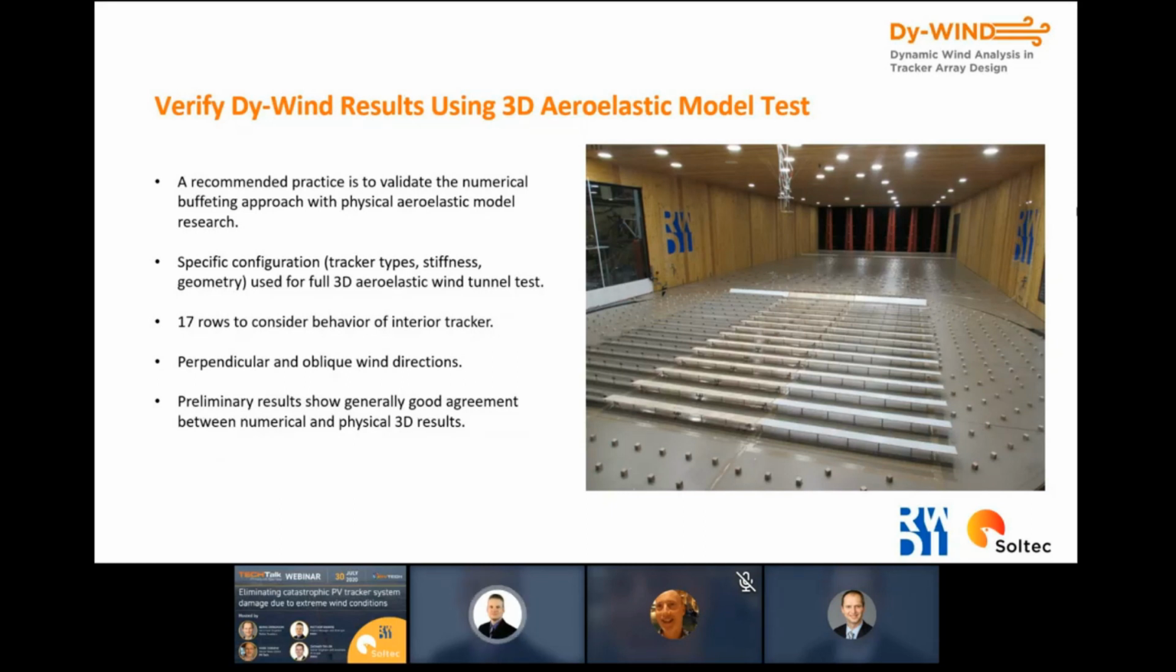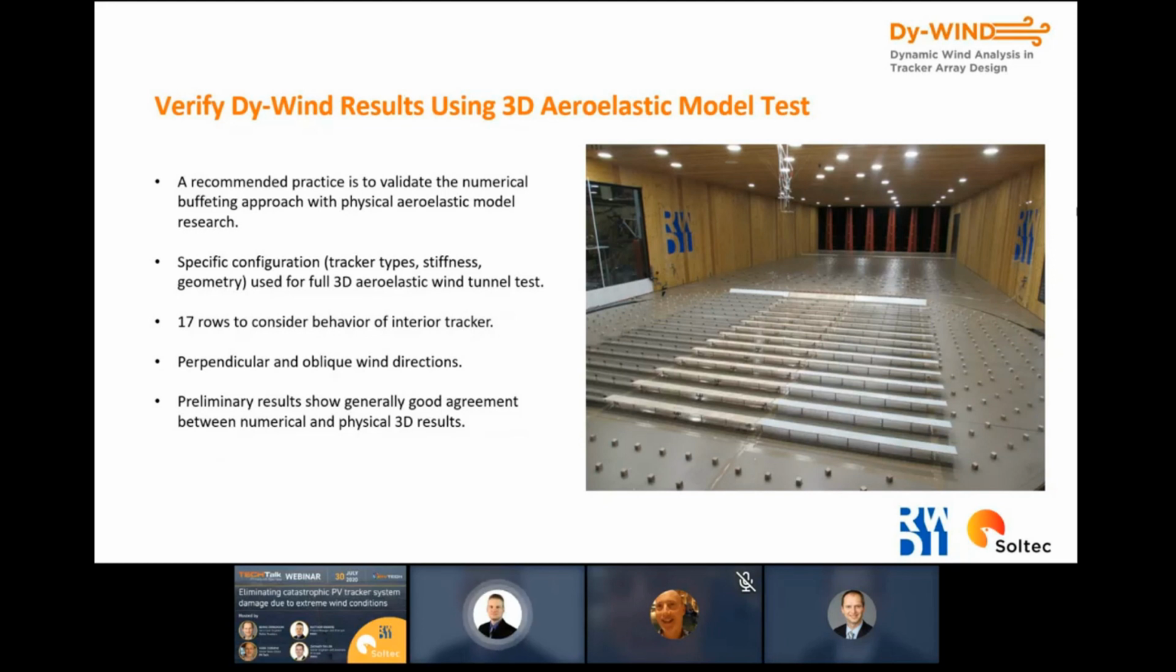So effectively, what this type of testing does is it takes the full scale structure with its mass and its stiffness and its damping, and obviously its geometry, and it shrinks it down to model scale. And so in this photograph, you can see one of the scenarios that we investigated with 17 rows in the array, which is a lot in terms of a full aeroelastic model. And this allows us to change the tilt angles and the wind directions, but really the thrust of this research was to validate the previous buffeting predictions that Soltech's been using.